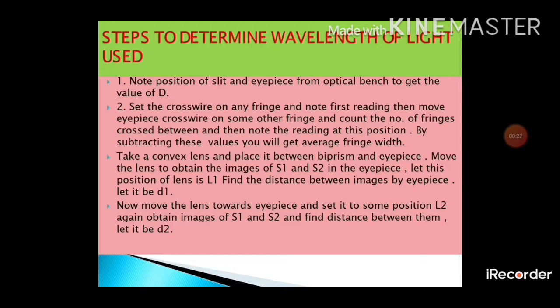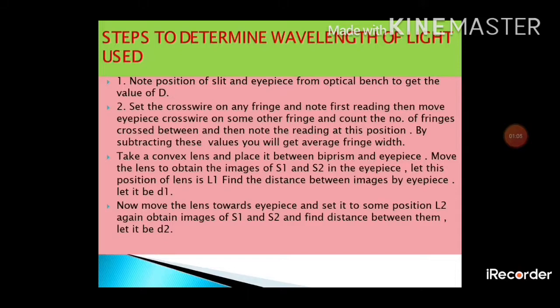In the second step, we will find out the value of beta. For that, we will set the cross wire on any fringe we have obtained on the screen, and note down the very first reading from the micrometer slit. Then we move the cross wire of the eyepiece to some other fringe, count the number of fringes crossed in between, and note down the second reading on the eyepiece micrometer. Then by considering these two readings, we will get the average fringe width. In this way we can have the value of beta.